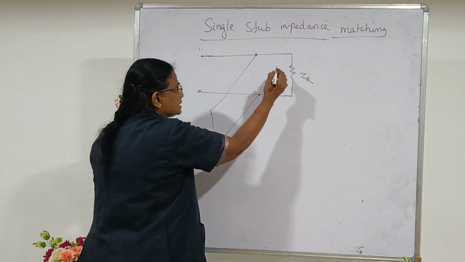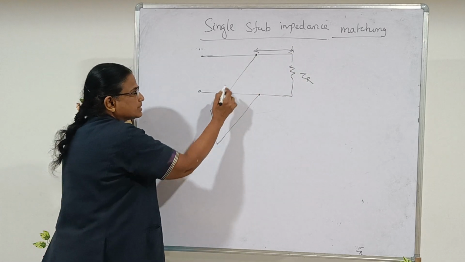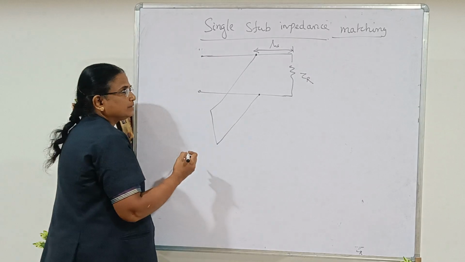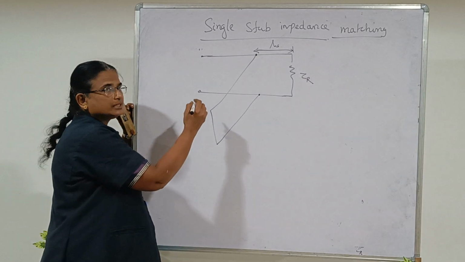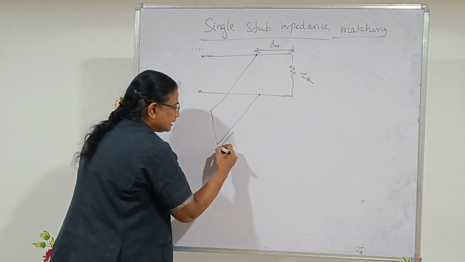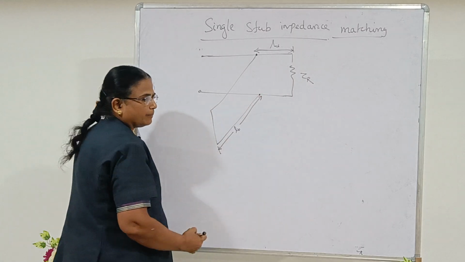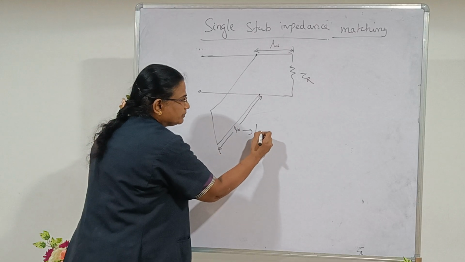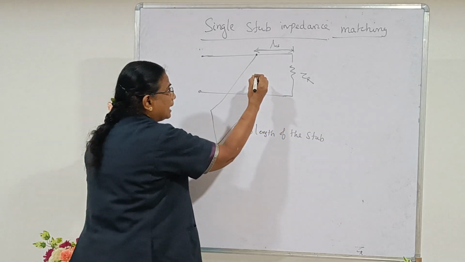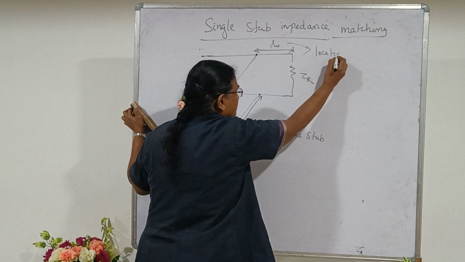Now the distance from the load impedance to the point of attachment of this stub is written as LS, where LS is the location of the stub, and the length of the stub is taken from the short circuited end to the point of attachment of the stub. So LT is the length of the stub, and LS is the location or position of the stub.